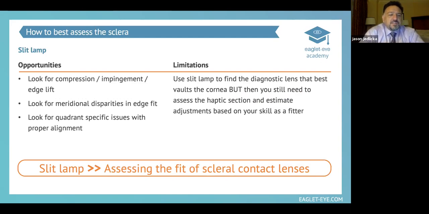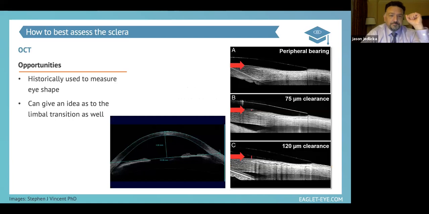So again, the slit lamp does give us opportunities to look at scleral shape when we've got a lens on the eye. When we see things like edge lift, compression from a tight fit, impingement, all of those things are going to give us clues that this sclera is either toric or irregular. And so it does help us a little bit. Is it the most efficient way of doing it? Clearly not. If we have better ways to obtain that information, it's more helpful. But if you don't have access to the data, you can figure this out with effort.